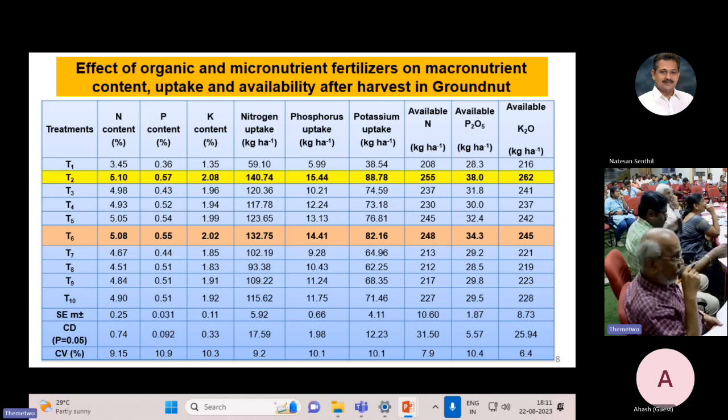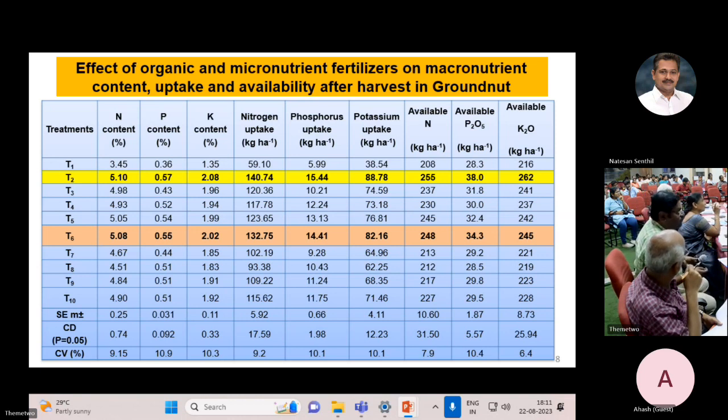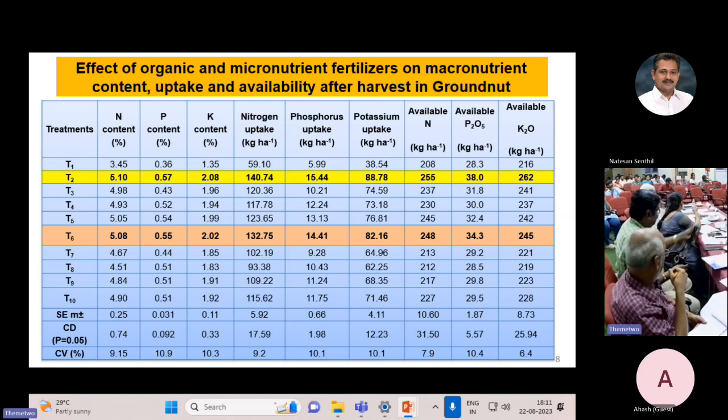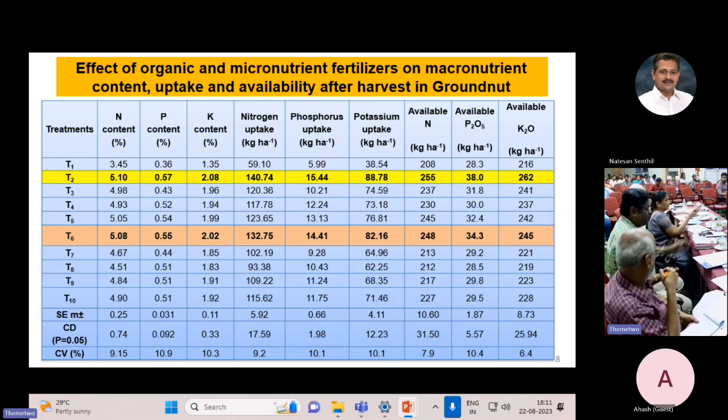Only in the second treatment we have taken from. It is there, ma'am. Yeah. Farmyard manure recommendation in Andhra Pradesh is 10 tons per hectare, ma'am. 10 tons. Okay. Why did you not present any yield data? Then how can we correlate?